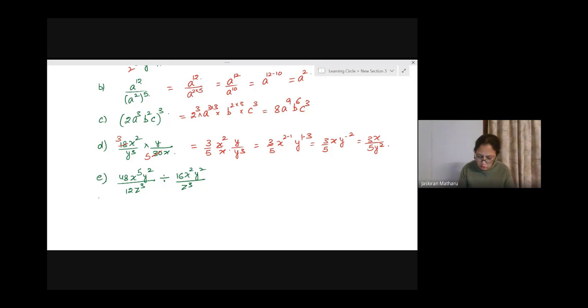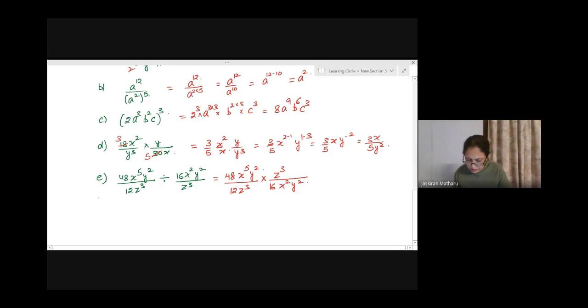Last question. Now when there are two fractions which are getting divided, then we change this sign to multiplication and invert the second fraction. So it is 48 x to the 5 y square over 12 z cube, and division will become multiplication, and this will become inverse. So it will become z cube divided by 16 x square y square.